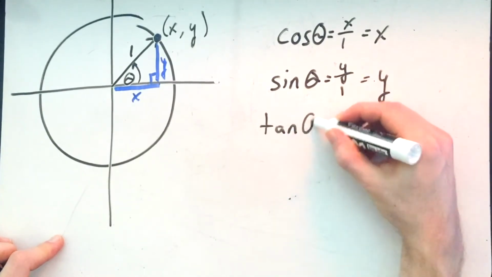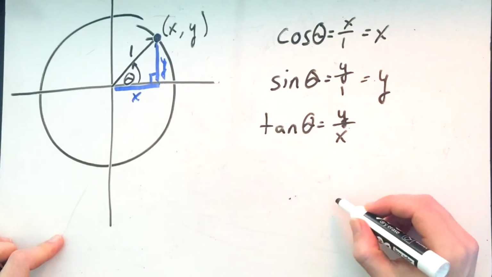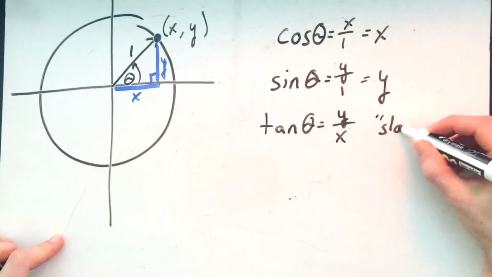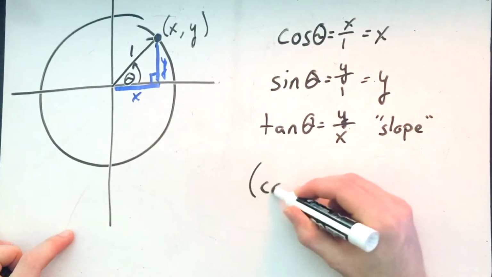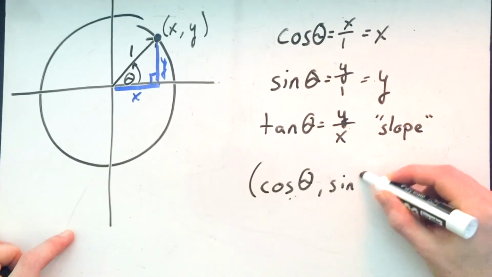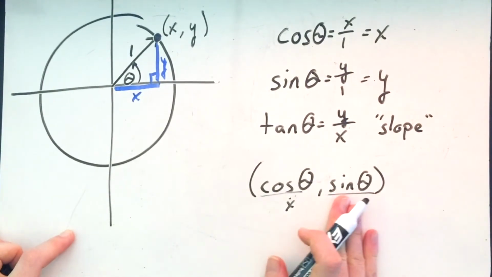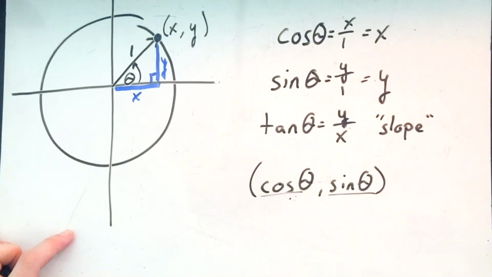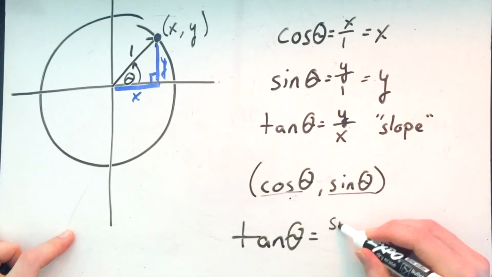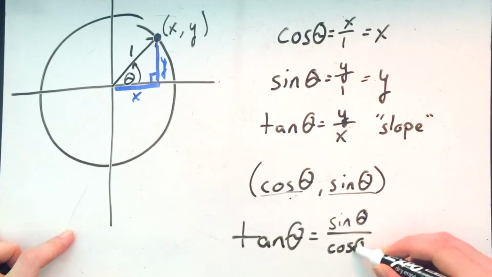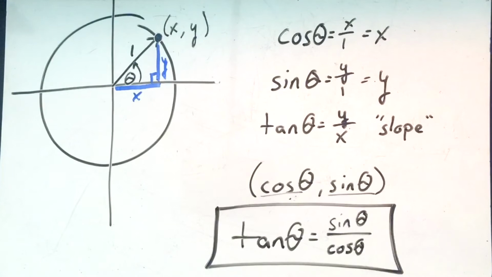And we could look at tangent of theta. Now tangent is opposite over adjacent, so that would be y over x. But if you think of y over x, it's kind of like slope. It's like rise over run. So tangent is actually really useful for us. So we could think of a point being like cosine comma sine. That's like the x comma y. We're going to use this fact a lot. So the x value is always the cosine and the y value is always the sine. And we could think of tangent, since it's y over x, as sine of theta over cosine of theta. This is actually your first trig identity, so that's really important. We'll be using that quite a bit.